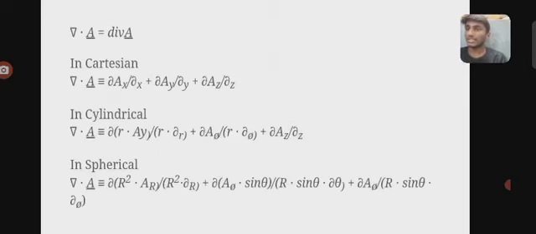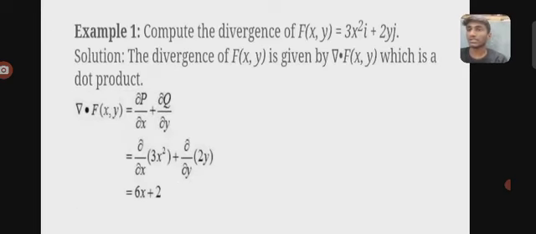So del dot A equals the divergence of A, also denoted as del dot A or div A. In the Cartesian form, we represent del dot A as ∂Ax/∂x + ∂Ay/∂y and so on. In cylindrical form it is given as follows, and in spherical form we represent it with polar functions. So let us see an example for the divergence.